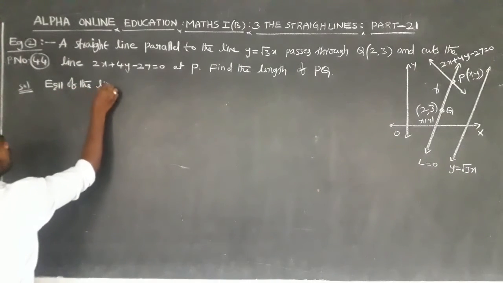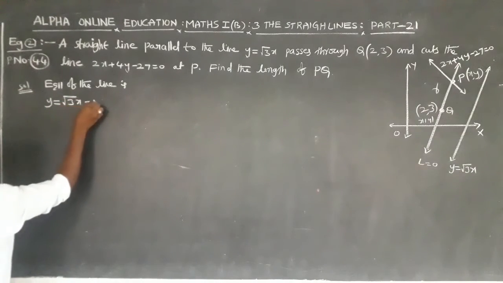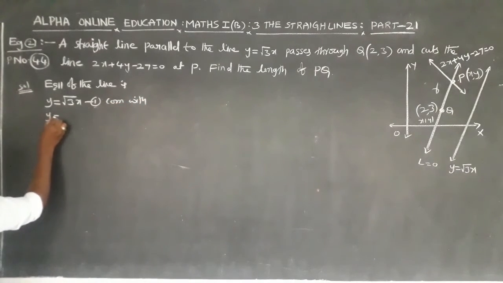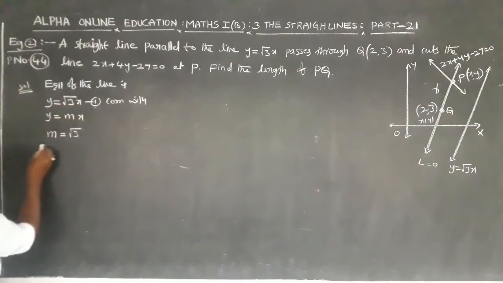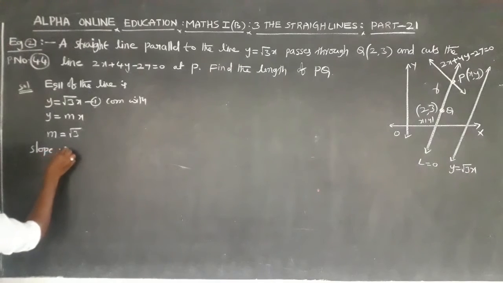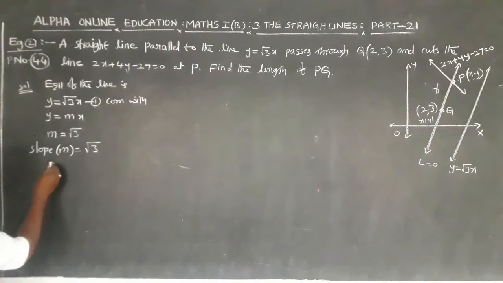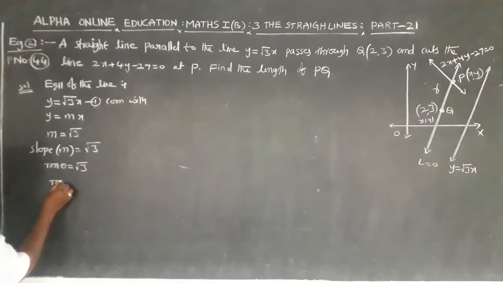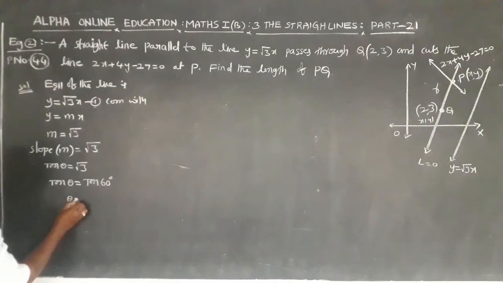Here given equation of the straight line. Equation of the line is y is equal to root 3x. Comparing with y is equal to mx, here m is equal to root 3. M means slope. Slope m is equal to tan theta. Tan theta is equal to root 3, means root 3 is tan 60 degrees. So here theta is equal to 60 degrees.